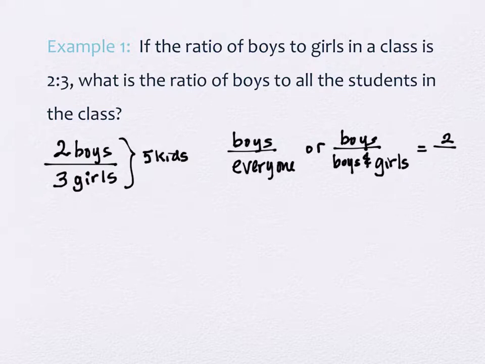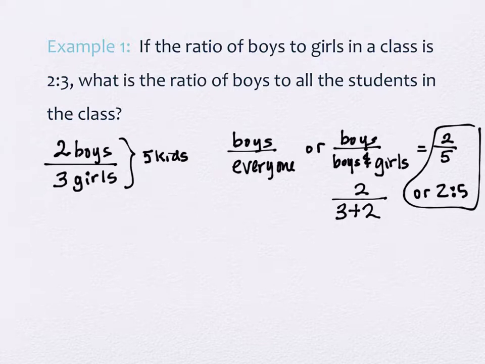It'd be 2 to 5. So you can say 2 to 5, or you could write it as an in-between step if it helps you to see it. It's 2 to 3 plus 2, right? It's the same 3 girls and the original 2 boys. That's where the 5 is coming from. So the ratio is 2 to 5, or you could write it as 2 to 5 like this. Either of those ways of writing it would be appropriate.